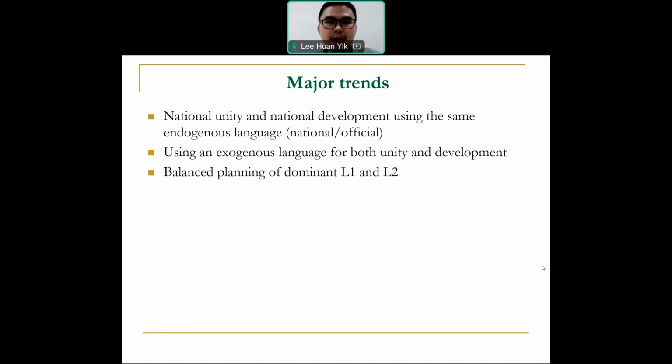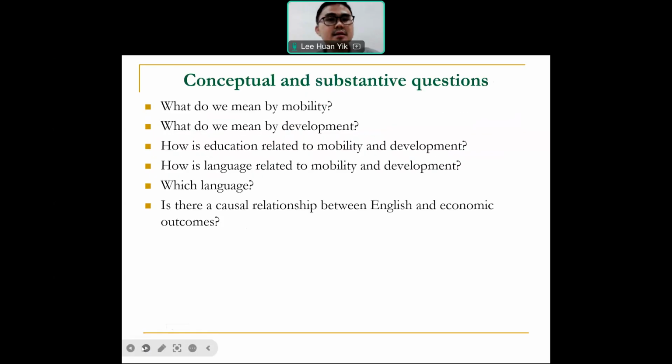Okay, so apart from these major trends, we will have to look at some conceptual questions. What do we mean by development? When it comes to sociolinguistics, we have to look at language for development as well. So how is language related to mobility and development? How about language education? And if language is related to mobility and development, which language are we talking about? Which language are we concerned with?